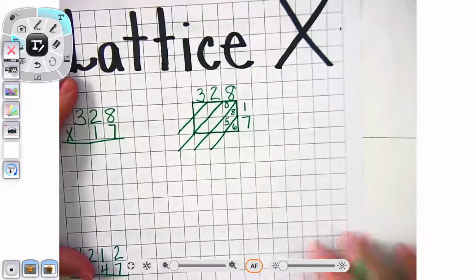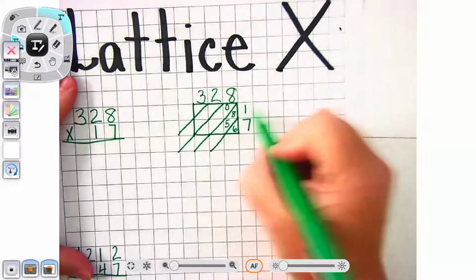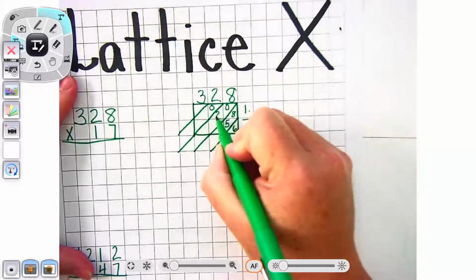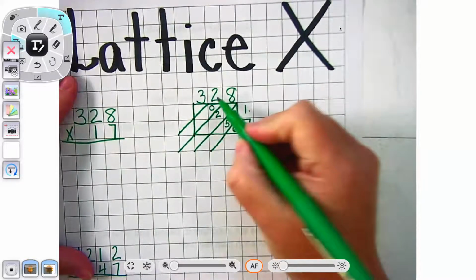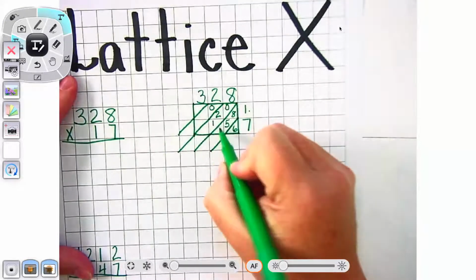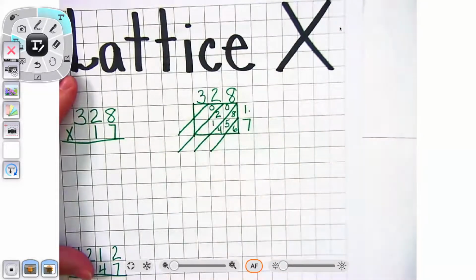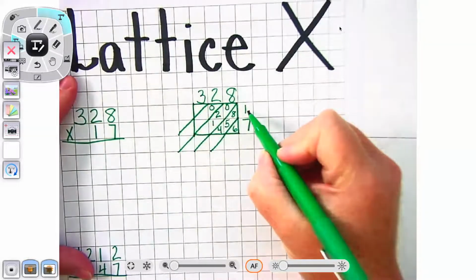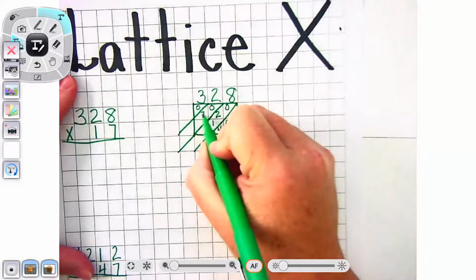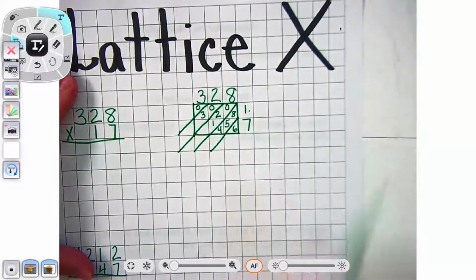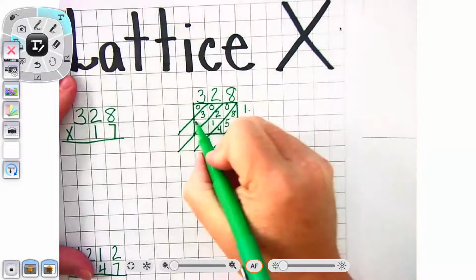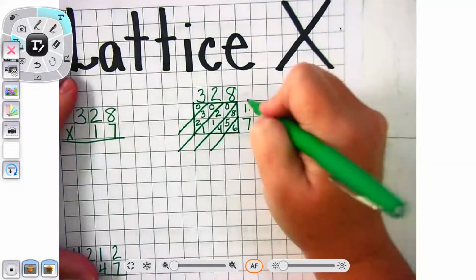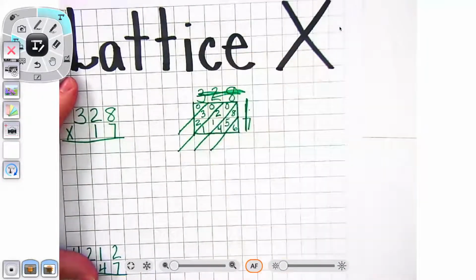All right. Then I'm going to take 2 times 1. Well, 2 times 1 is 2. So I have 0 tens, 2 ones. Then I'm going to take 2 times 7, 14. Okay, then I have 3 times 1, which is 3. So I'm going to put my 0 on the top, then 3. Then I do 7 times 3, which gives me 21.